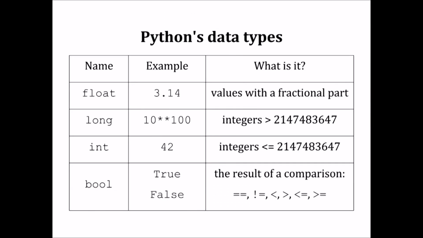Numbers come in different types. Floats are numbers with a fractional part, like pi, or 6.6, or 4.2. Long numbers are very large integers, like 10 to the 100th power. Ints are integers, like 1, 5, or 42. And booleans are a little bit different.